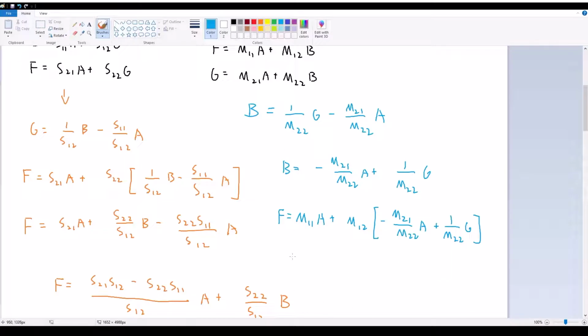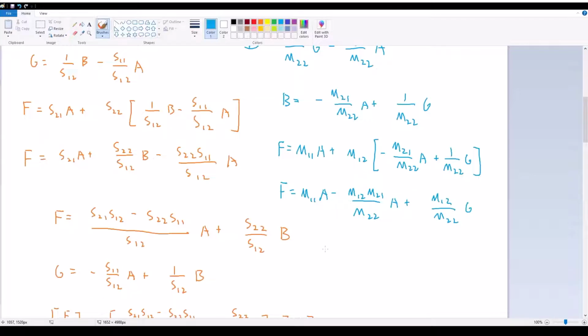And at this point, F then equals M11 times A minus M12, M21 over M22 times A plus M12 over M22 times G. Combining the A's into a single fraction, we get F is therefore equal to M11 M22 minus M12 M21 over M22 times A, oh, I forgot the A here, plus M12 over M22 multiplied by G.